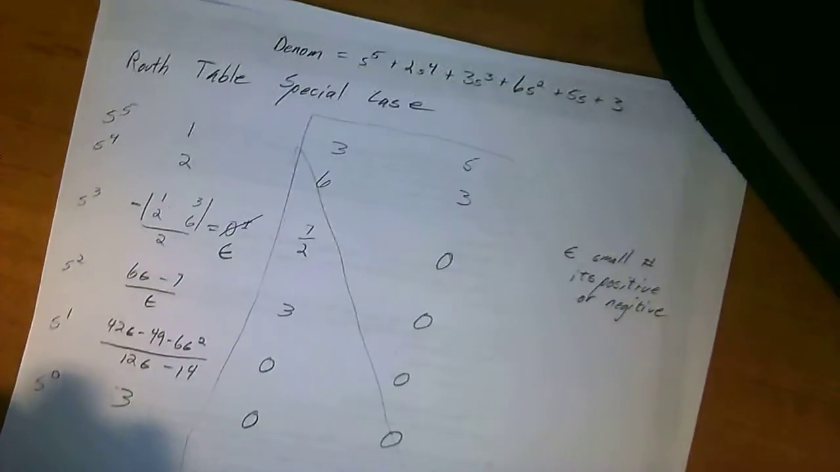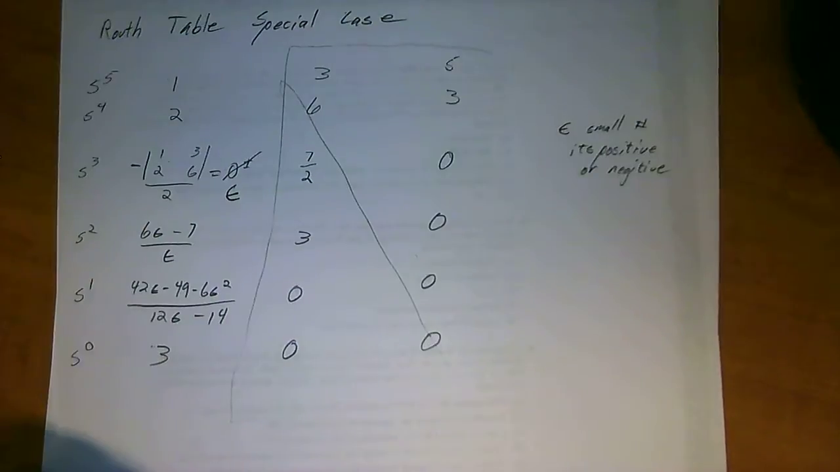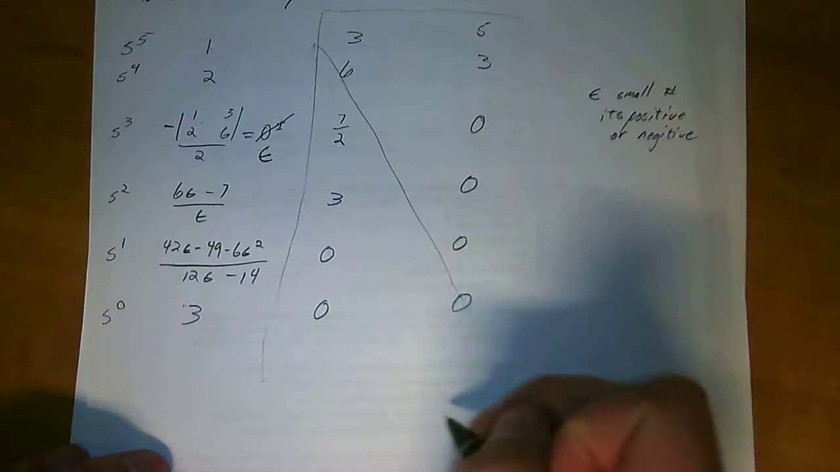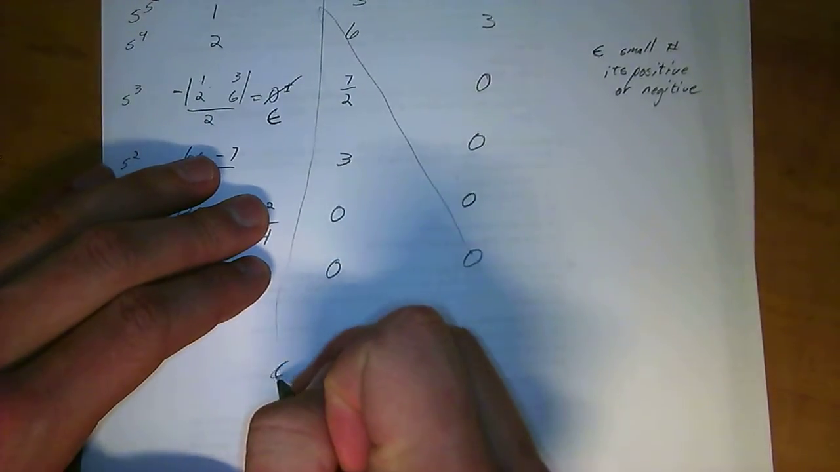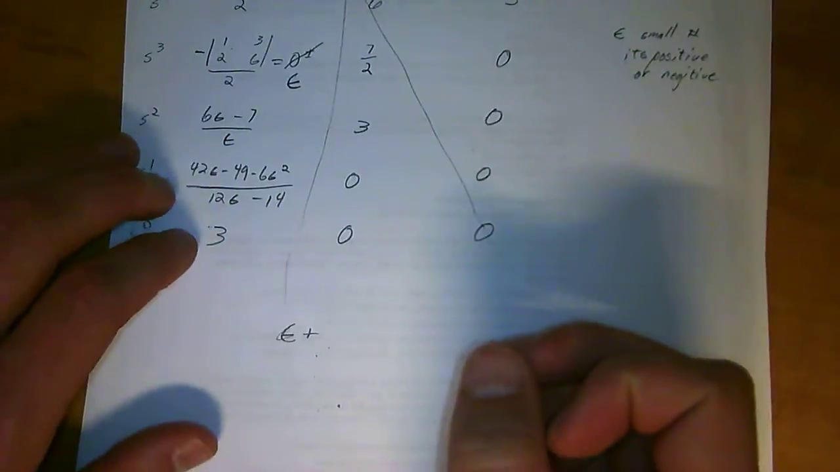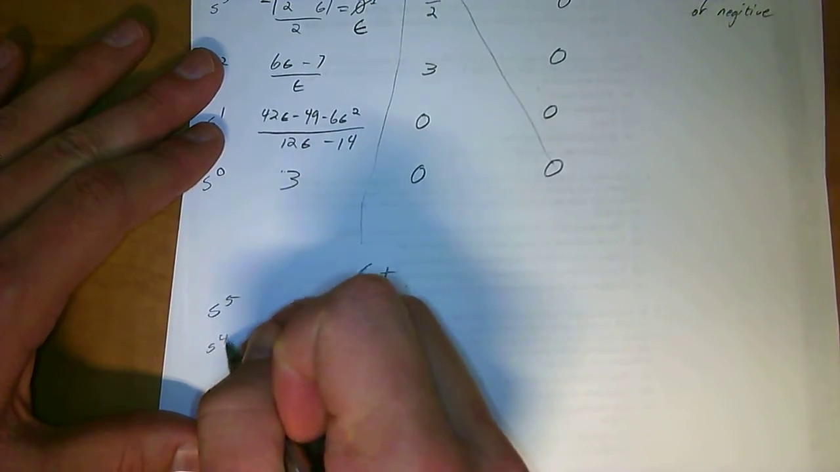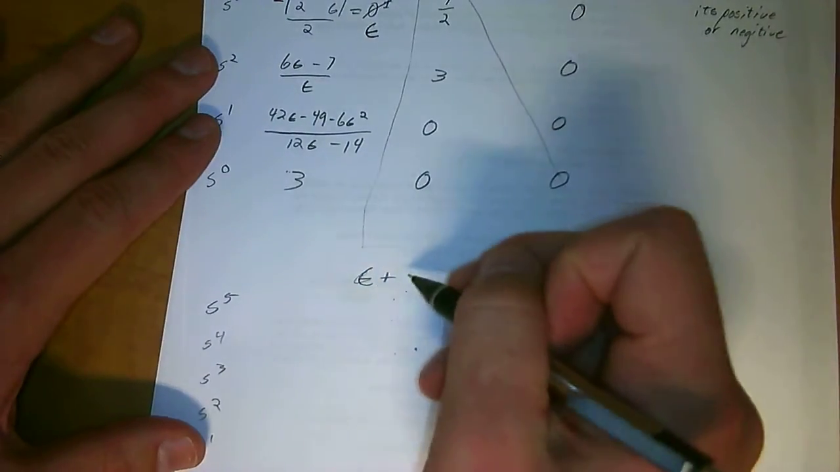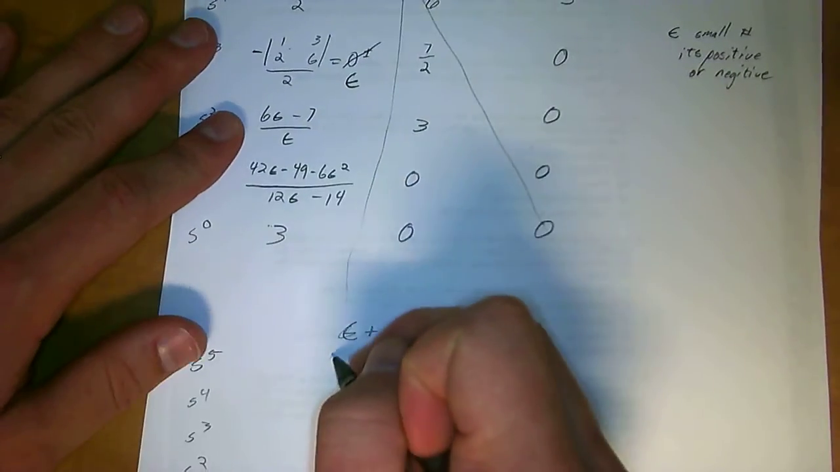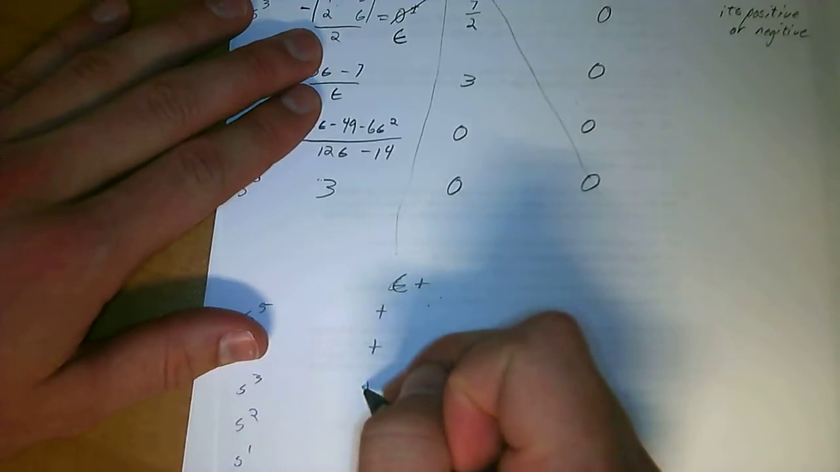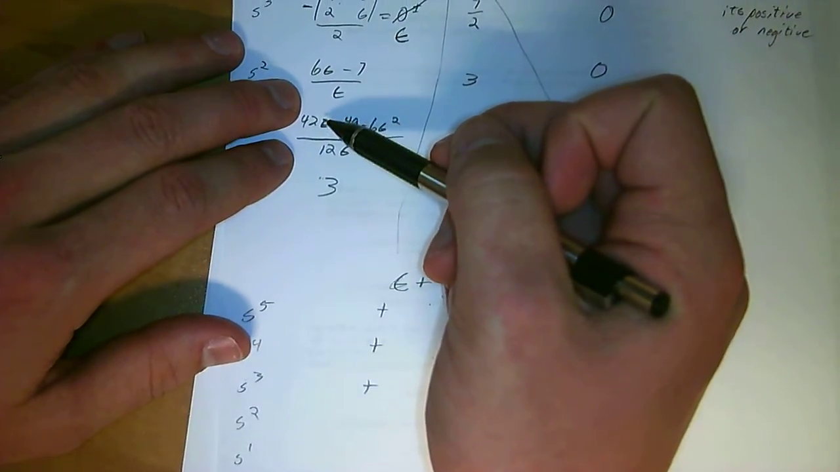So what we're going to do is look at this, and we're going to assume that if epsilon is positive, what are these values going to be? So I'm going to write s^5, s^4, s^3, s^2, s^1, s^0. For the first column, if epsilon is positive, what are we going to get? Well, we're going to get a positive, then another positive, and then epsilon, we're assuming it's positive, so it's going to be positive.